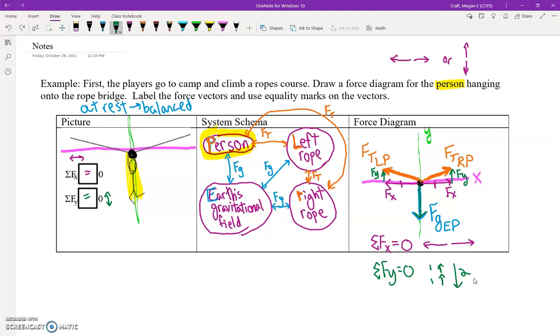All right, so that is our force diagram with components. I hope that helped.